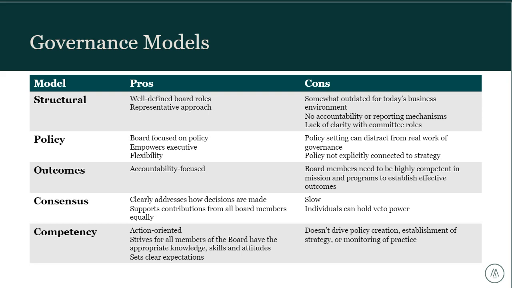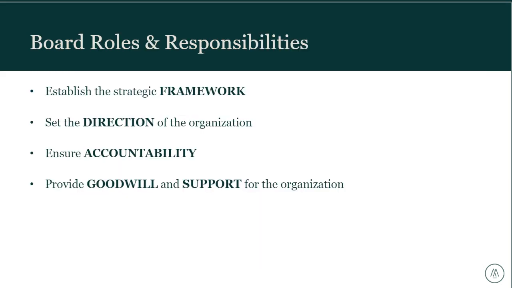And then there's the competency model. That model is relatively new, and it really is focused on who we have on the board and doesn't necessarily set up the structures for policies or strategy or accountability. And what this really says is every single governance model has its pros and cons, and there are opportunities for improvement in each of them. In each case, the board has to do the work to establish those expectations to achieve the results that the board wants to see.